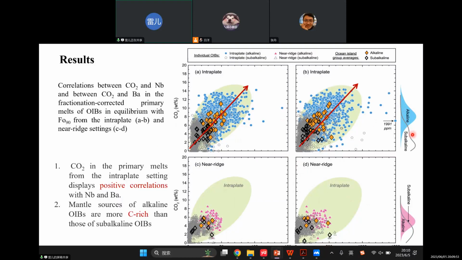And we look at the right peaks. Those peaks show us the alkaline and subalkaline results, the carbon dioxide distribution. The blue and the pink areas represent the interplate and the near ridge settings respectively, and the solid line represents the subalkaline result. And we can see no matter in the interplate or the near ridge settings, mantle source of alkaline OIBs are more carbon rich than those subalkaline OIBs.